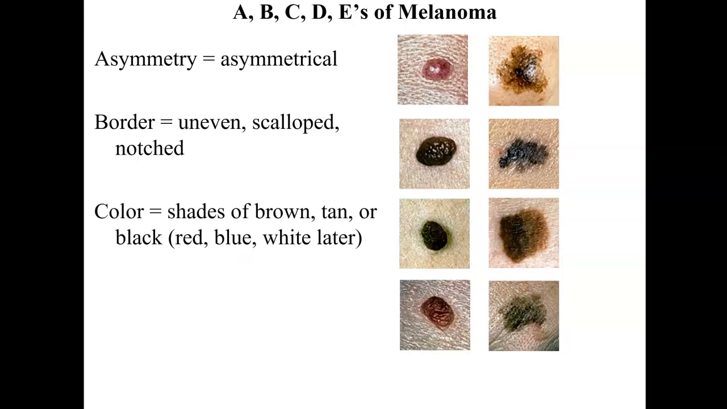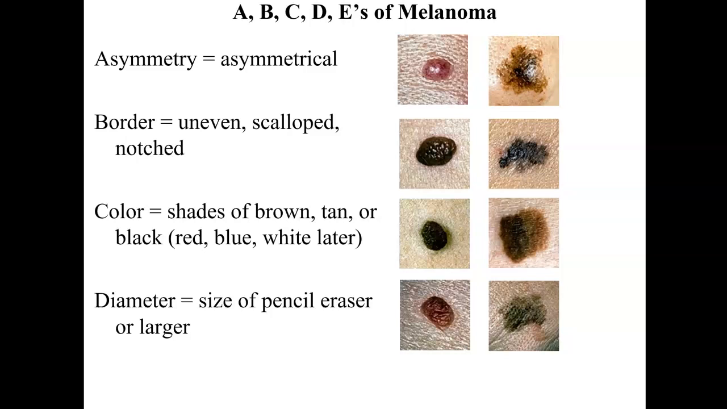The next one is going to be color. So shades of brown, tan, or black, red, blue with white later, those are going to be ones that you want to go get looked at also. Notice how with that color on the right-hand side, how it's really dark on one side and it kind of fades into another color towards the right-hand side. That is one that you need to look at, whereas the one on the left-hand side is the same color across the entire mole.